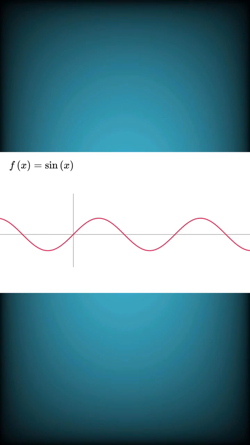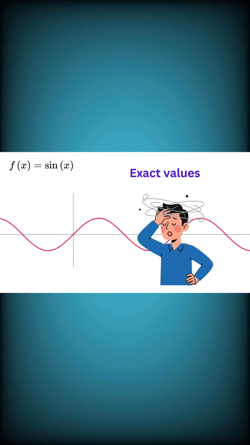We all know that if we have a function f of x equals the sine of x, then its graph is a smooth wave that keeps going up and down forever. But here, the problem is that the sine of x is not a simple polynomial, so we cannot easily add it, subtract it, factor it, or solve equations involving it using simple algebra. Even finding exact values becomes difficult.